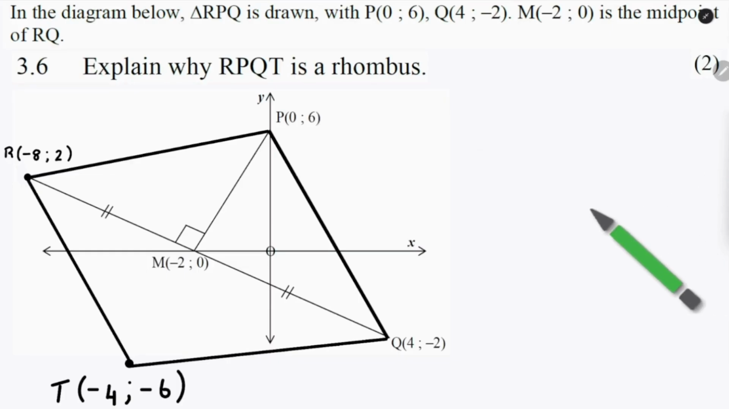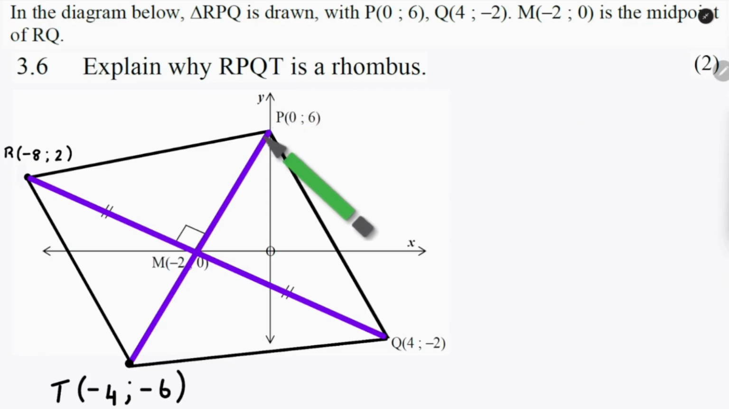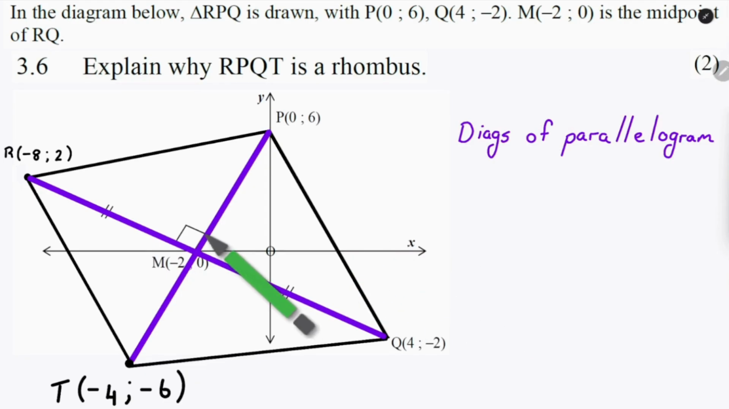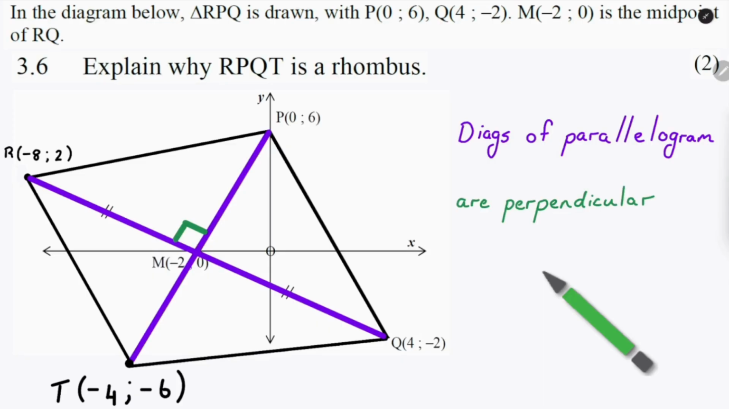In question 3.6, we need to explain why RPQT is a rhombus. So RPQT, they told us in the previous question that it's a parallelogram. So the deciding factor that changes a parallelogram into a rhombus is if the diagonals are perpendicular, and they are. So that's exactly our reason. So if you have a parallelogram and you see a 90-degree here, that automatically makes it a rhombus when the diagonals of a parallelogram are perpendicular, because that is the crucial difference between them.